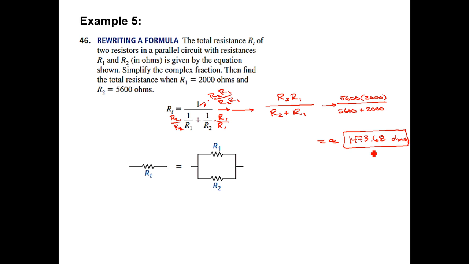And just for kicks, I'm going to type in that 5600 and 2000 into the original problem just to see if I get the same answer. So I've got 1 divided by, and I'm going to use some fractions here, 1 over 2000 plus 1 over 5600. And I get the same exact answer, 1473.68.